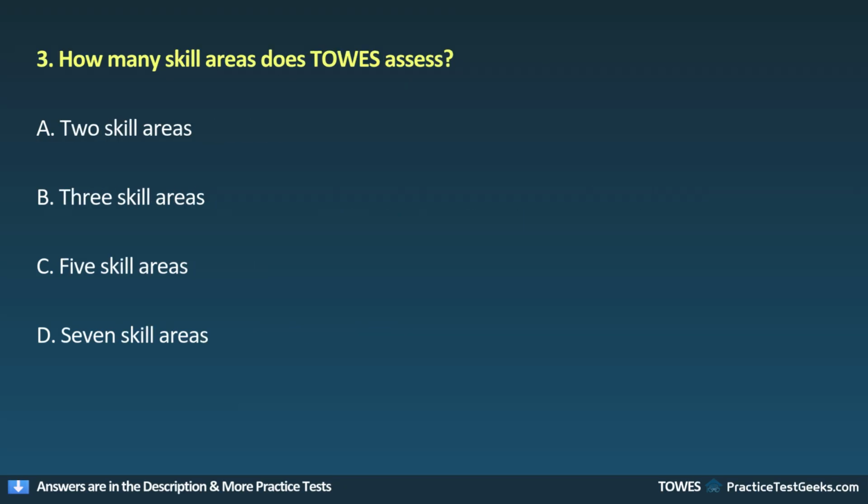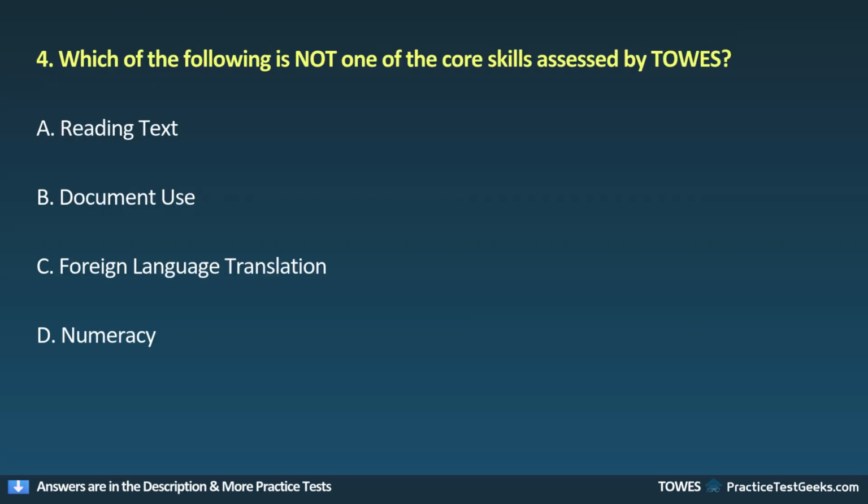3. How many skill areas does TOWES assess? A. 2 skill areas. B. 3 skill areas. C. 5 skill areas. D. 7 skill areas. 4. Which of the following is not one of the core skills assessed by TOWES? A. Reading text. B. Document use. C. Foreign language translation. D. Numeracy.